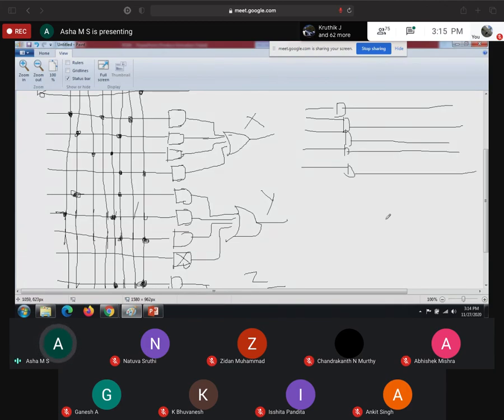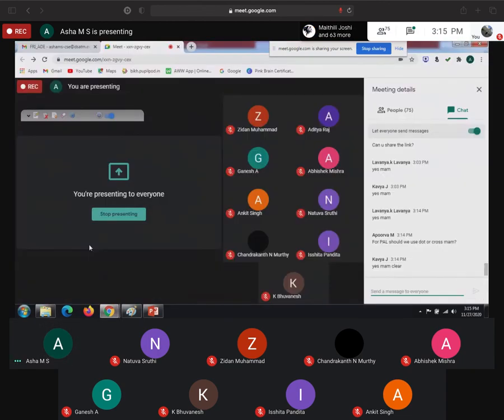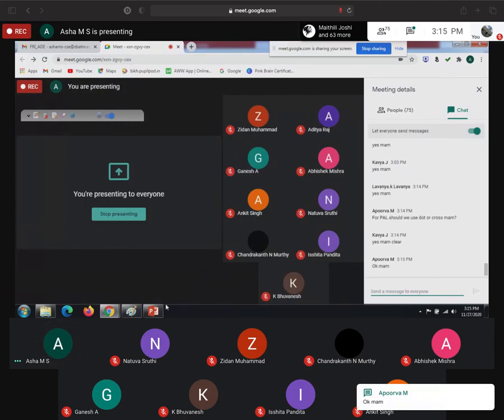Suppose you place the OR gate at the bottom, then it will be like this. Correct, right? So here you need to place the tick mark, and here you need to place the cross mark. Very clear? Who asked that question? Apurva. Now it is clear.